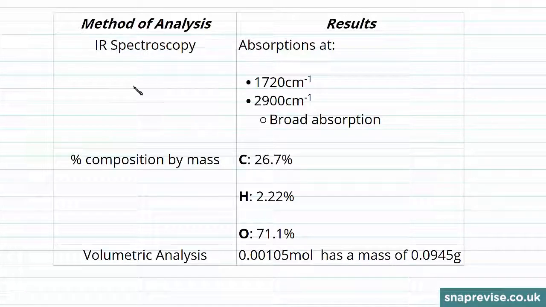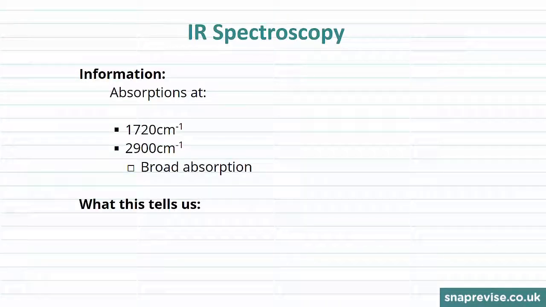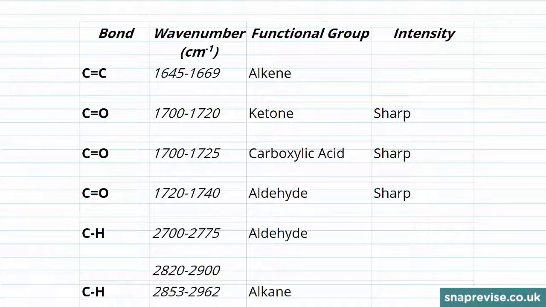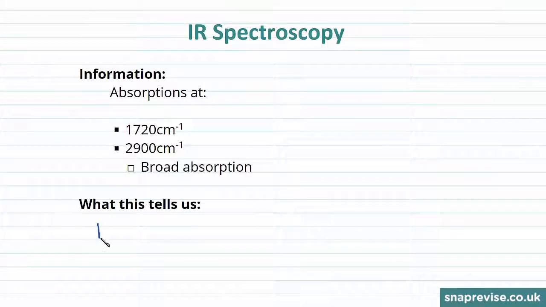If we begin by looking at our IR spectroscopy, we're told there are absorptions at 1,720 centimetres to the minus 1 and a broad absorption at 2,900 centimetres to the minus 1. We start by looking at the first peak. If we take a look at our tables of bonds, their wave number and the functional group that causes them, the peak at 1,720 centimetres to the minus 1 is likely to be caused by any of our carbonyl groups. We can see that value overlaps with all three of our ketones, carboxylic acids and aldehydes. So we can go ahead and write that in.